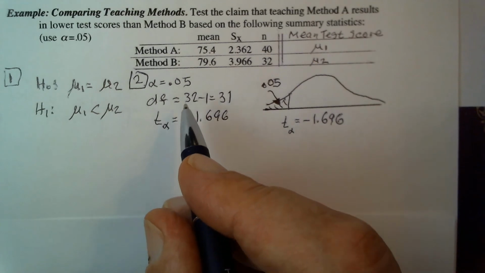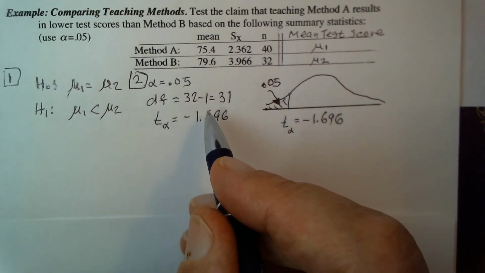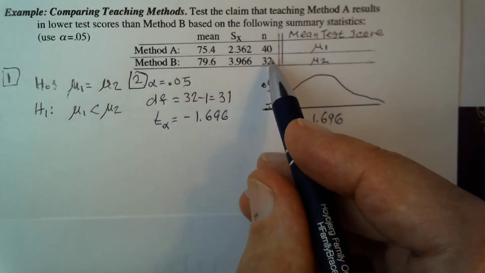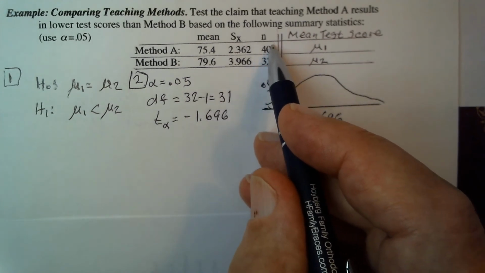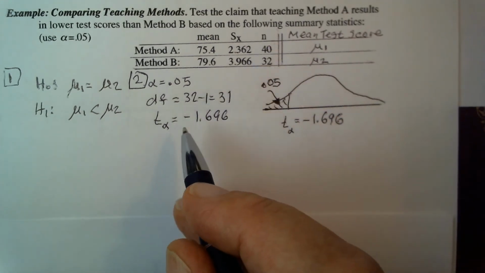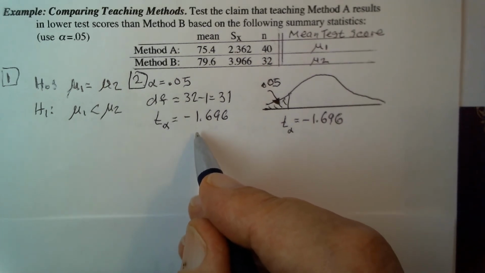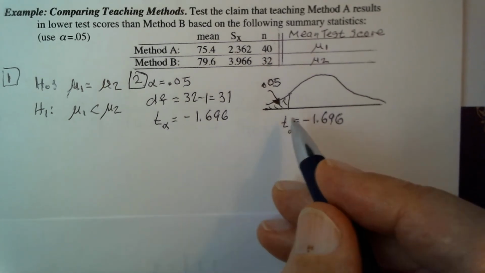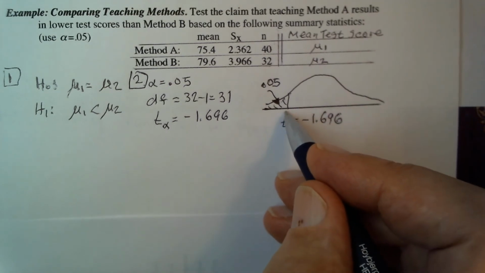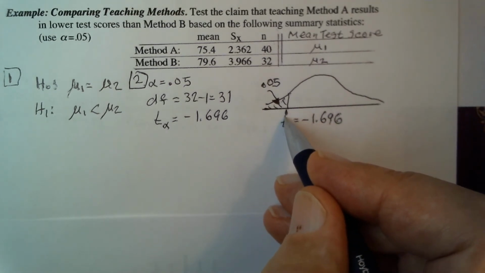So alpha is 0.05 and degrees of freedom is 32 minus 1 because 32 is the smaller of the two values of n1 and n2. And that gives us a critical value for t of minus 1.696. So this is minus 1.696.